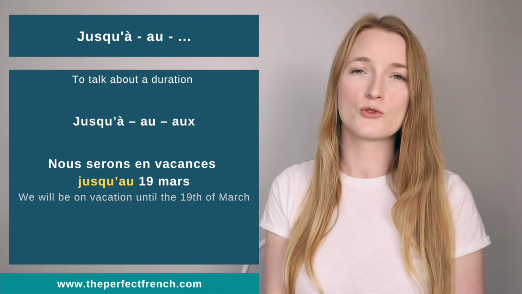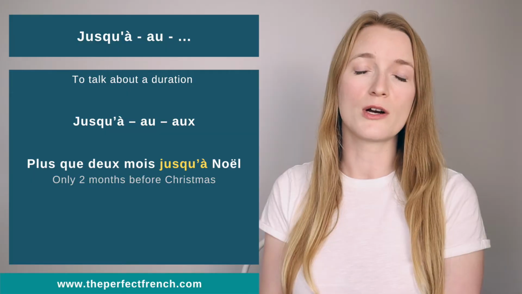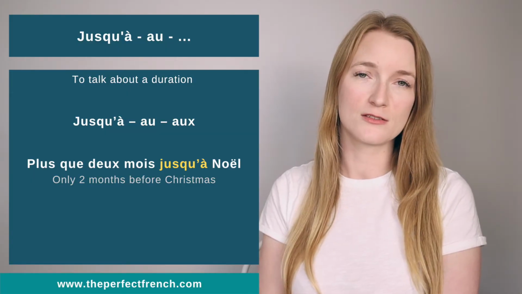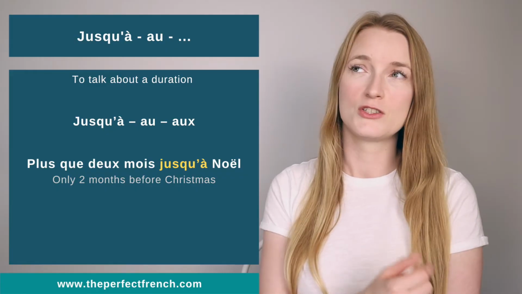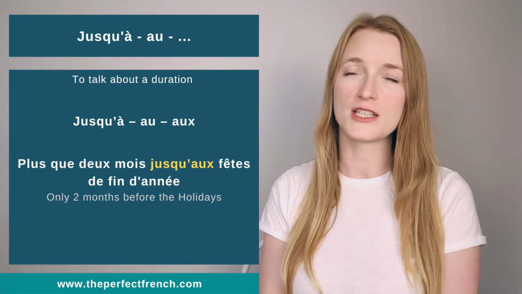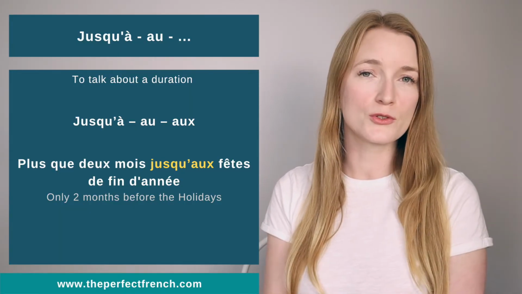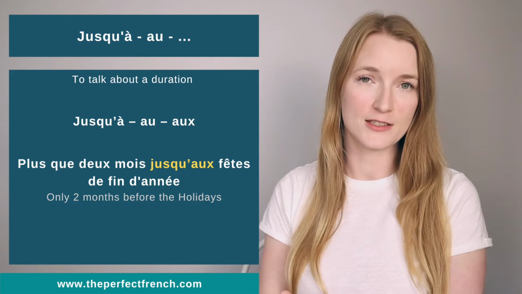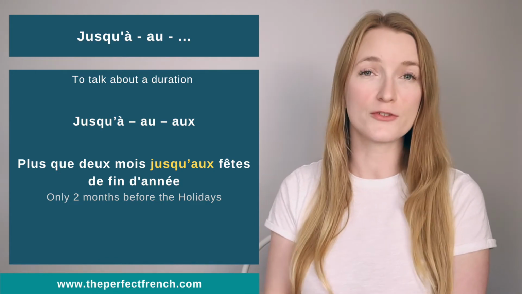So with a date, you are going to have au, jusqu'au, AU. Plus que 2 mois jusqu'à Noël. So here we have O and we have A. I should have added one more for AUX in the book, so I'm going to add it here. Plus que 2 mois jusqu'aux fêtes de fin d'année.